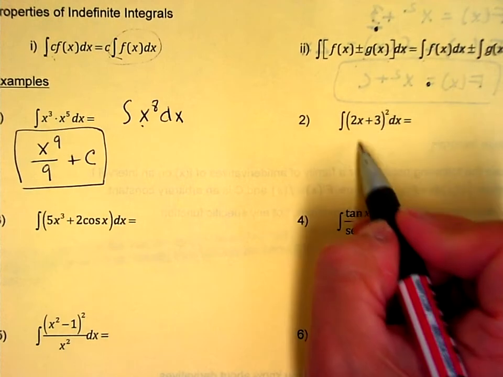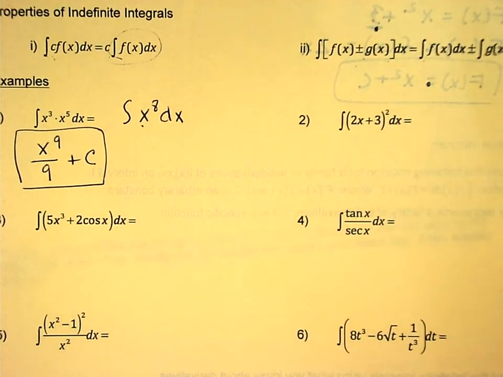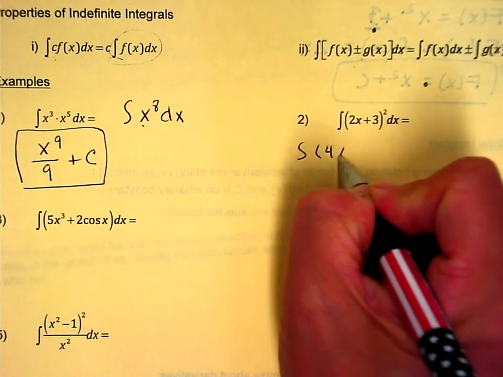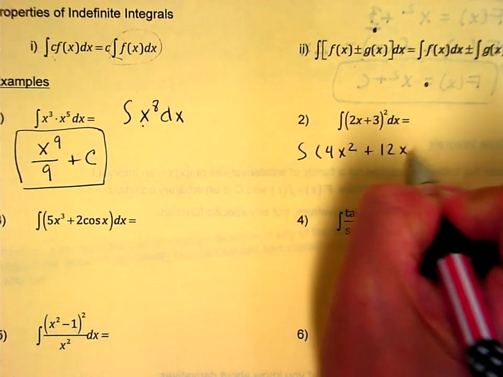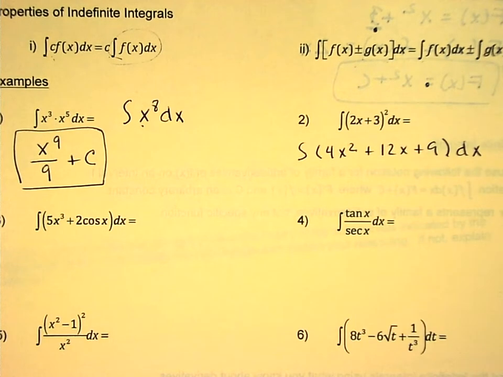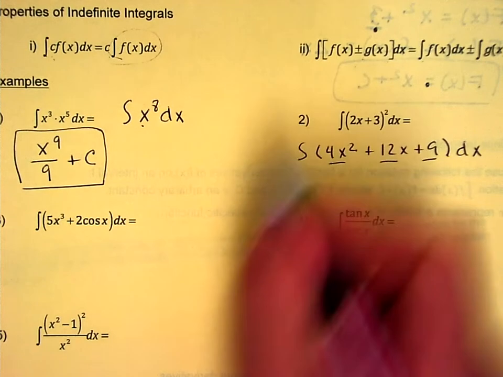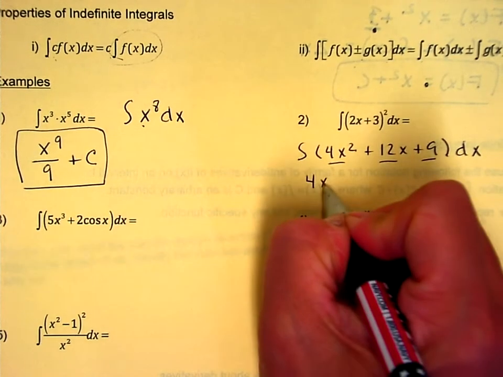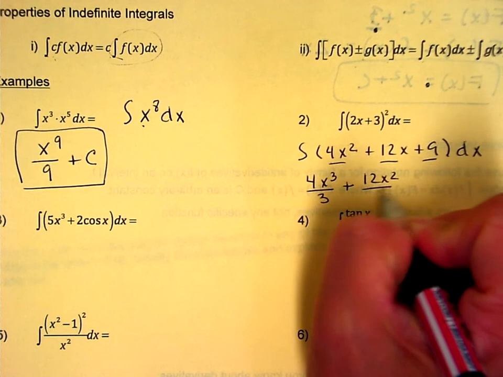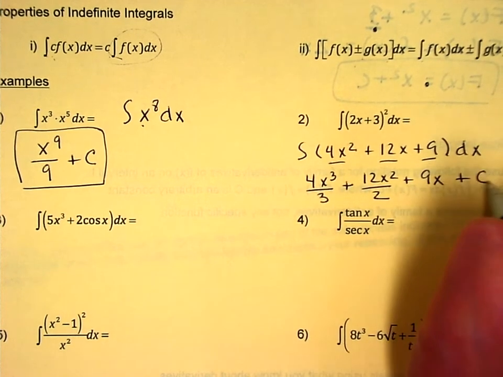This one here, this is a composite function. We haven't done a chain rule component with antiderivatives, so in order to do this problem, I need to multiply out first. So this multiplies out to 4x squared plus 12x plus 9. Now I can just go ahead and take the antiderivative of each term separately using the power rule. You add 1, divide by the power. Add 1, divide by the power. Add 1, divide by the power, which is 1. Don't forget your plus c.